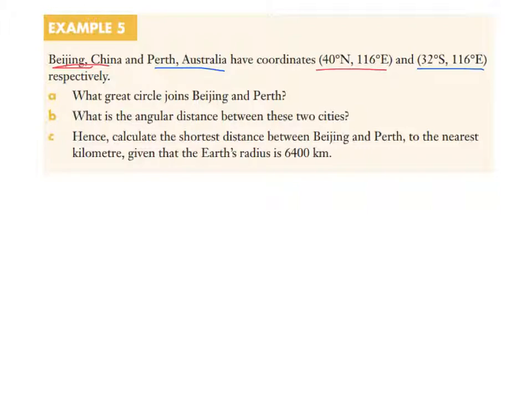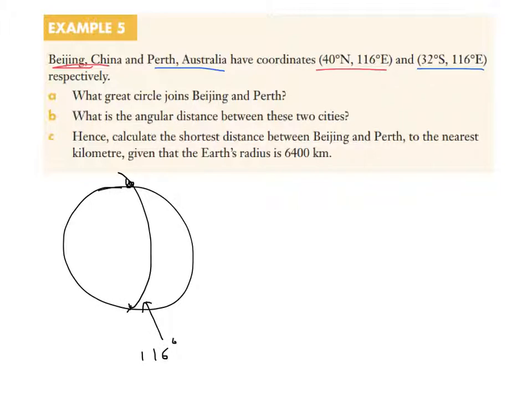Let's see. Question A. What great circle joins Beijing and Perth? Alright, so the first thing you want to do with any question dealing with great circles is to draw a sphere. Now it doesn't look like a sphere yet. Let me just keep drawing. So I'm going to draw this meridian, and I'll tell you what it is. It's 116 degrees east.